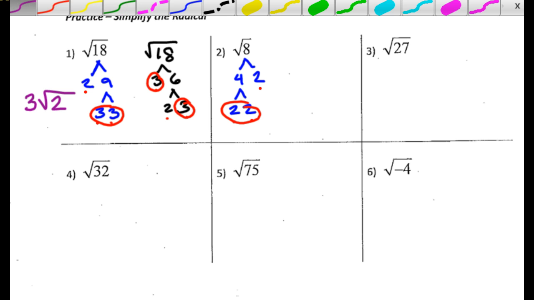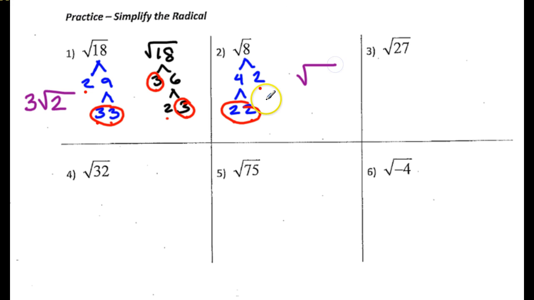But now when I write my answer, let's put the sign. Let's see what comes out. One pair of 2s comes out, so I write the 2 there. What stayed inside? This 2 stayed inside. So the square root of 8 is equal to 2 times square root of 2.